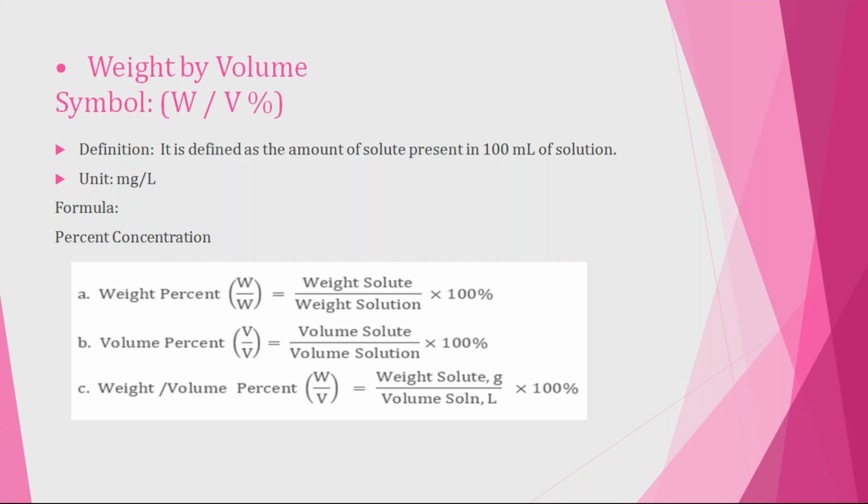42 ml. Yes, it's correct. So how will you do it? 350 into 12 divided by 100. So it will be 42 ml. So there is 42 ml of alcohol in the wine.